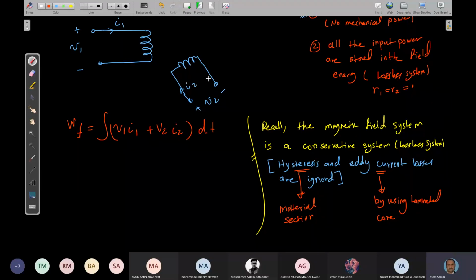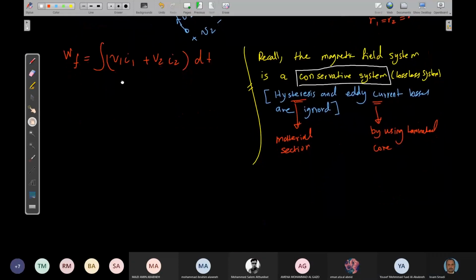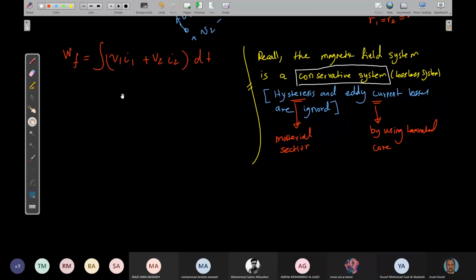Now, who knows the meaning of the conservative system? Or let's say, examples of the conservative system. Do you know what the conservative system is?